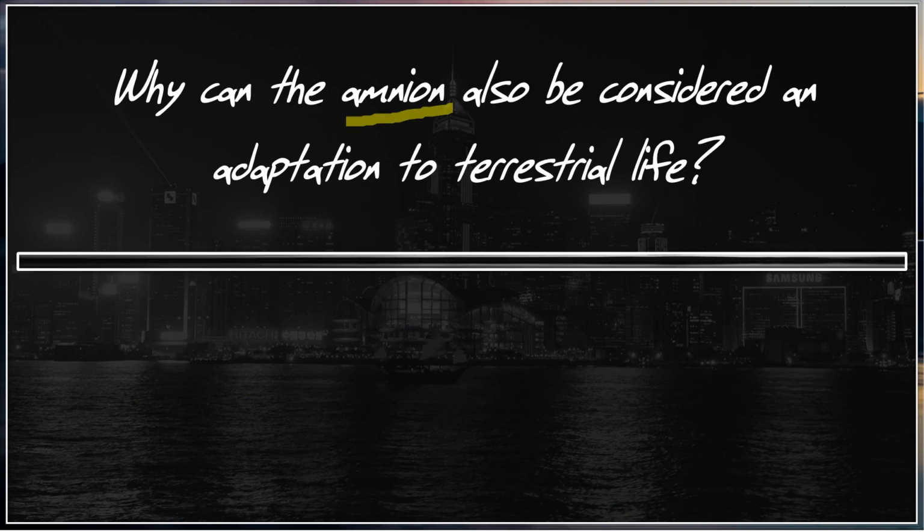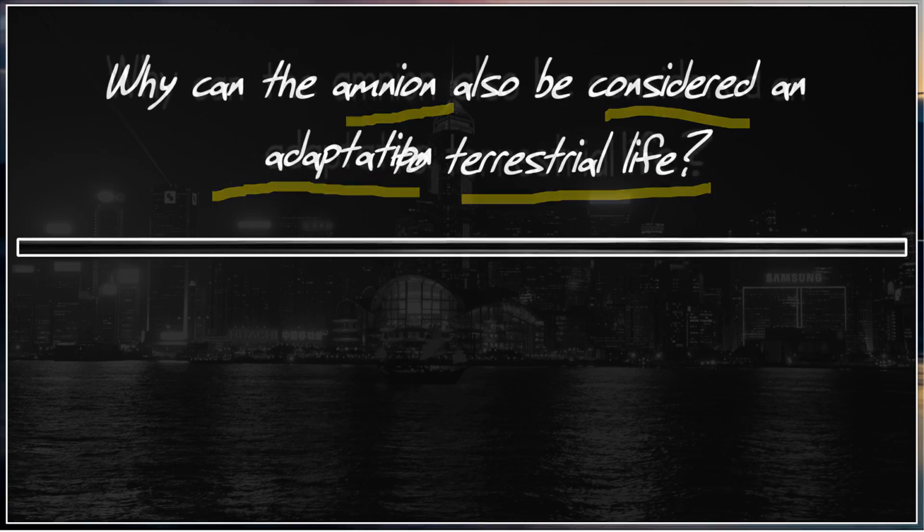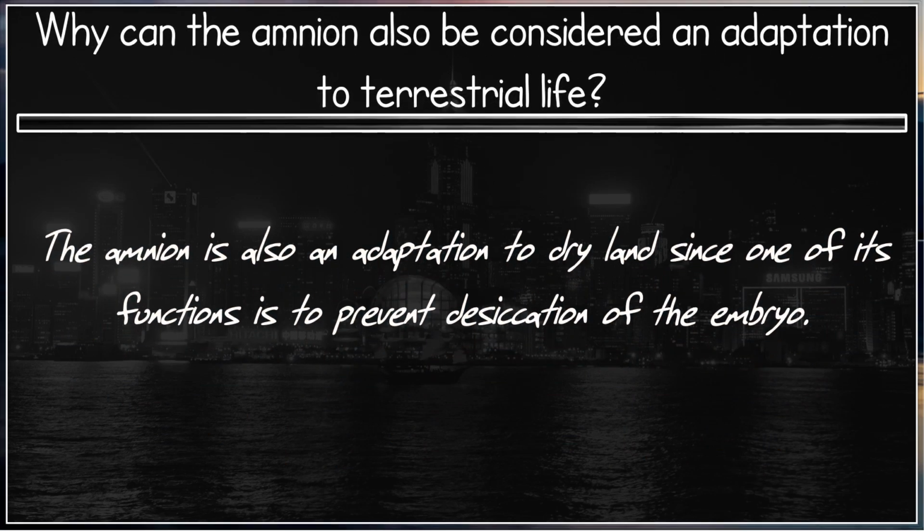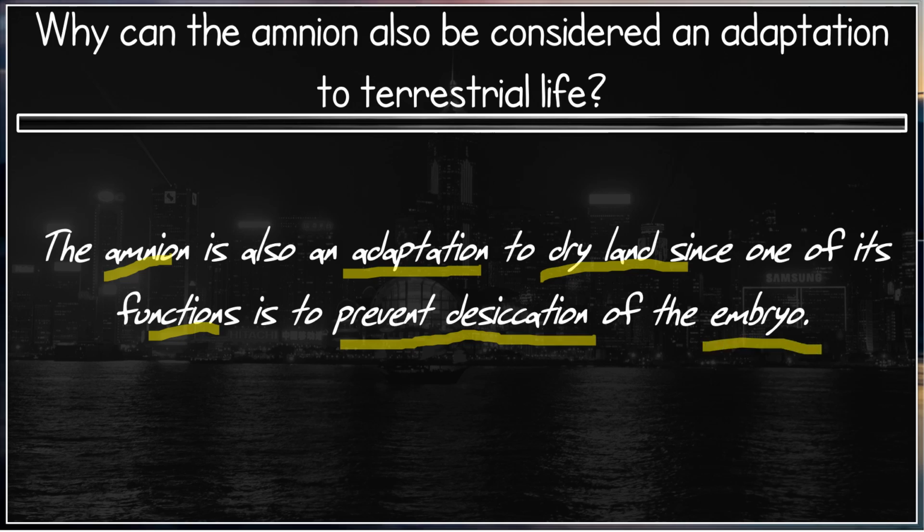Why can the amnion also be considered an adaptation to terrestrial life? The amnion is also an adaptation to dry land, since one of its functions is to prevent desiccation of the embryo.